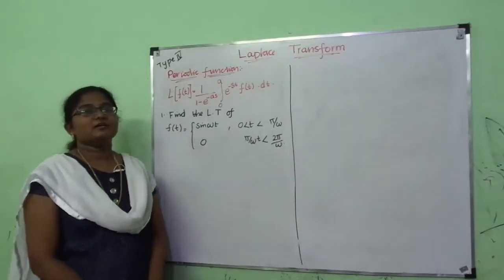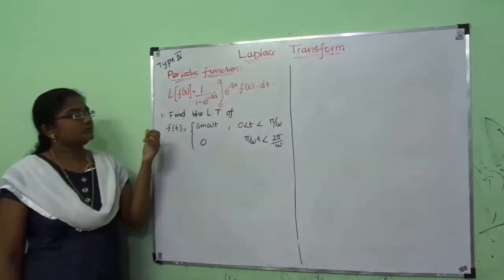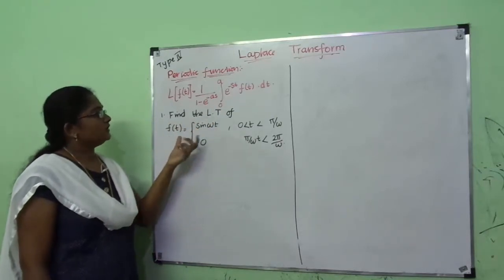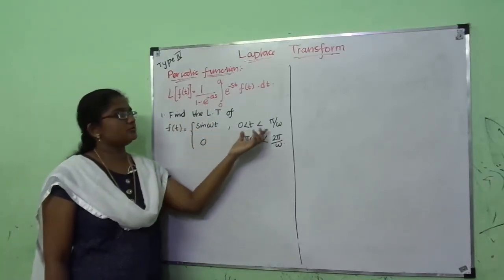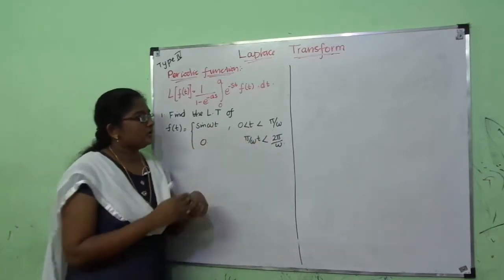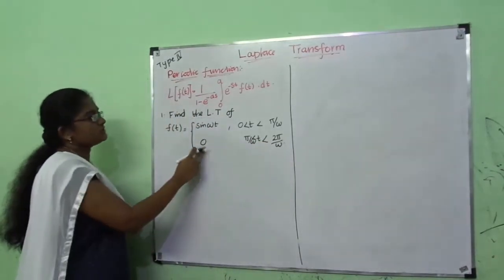Hello everyone. In this video we are going to see the Laplace transform of a periodic function. Let us see a problem. Find the Laplace transform of f of t. The function for the interval 0 to pi by omega is sin omega t, and for the interval pi by omega to 2 pi by omega the function is 0.